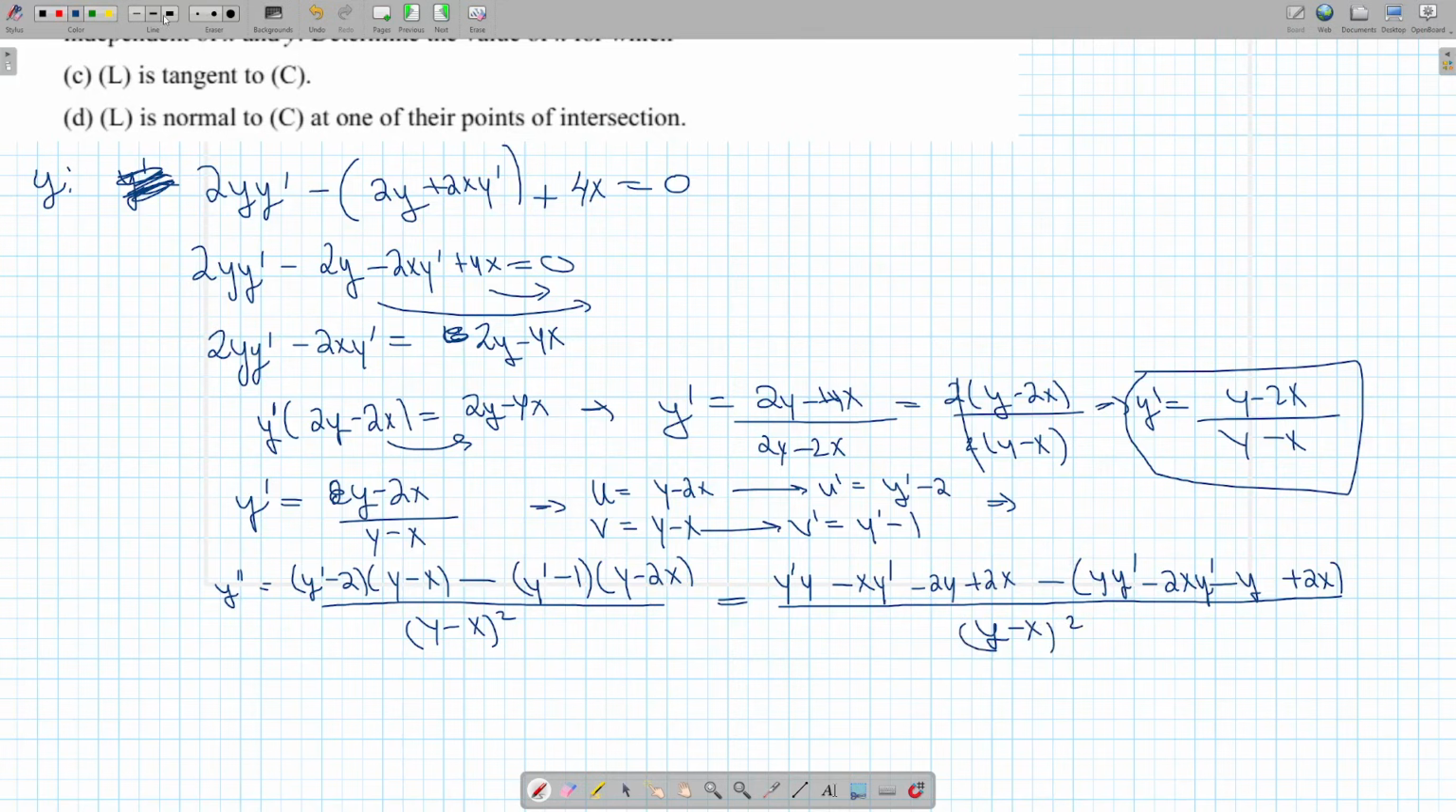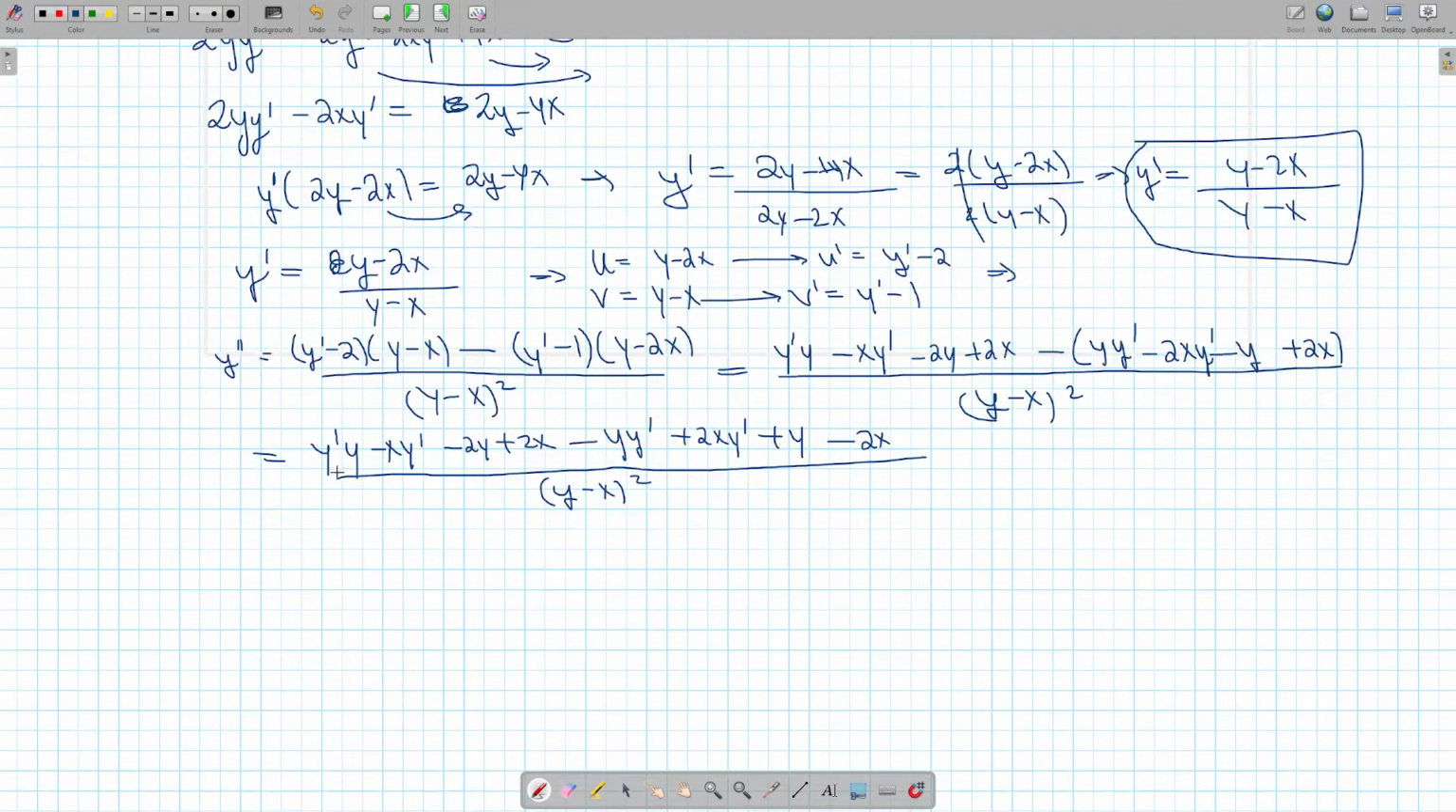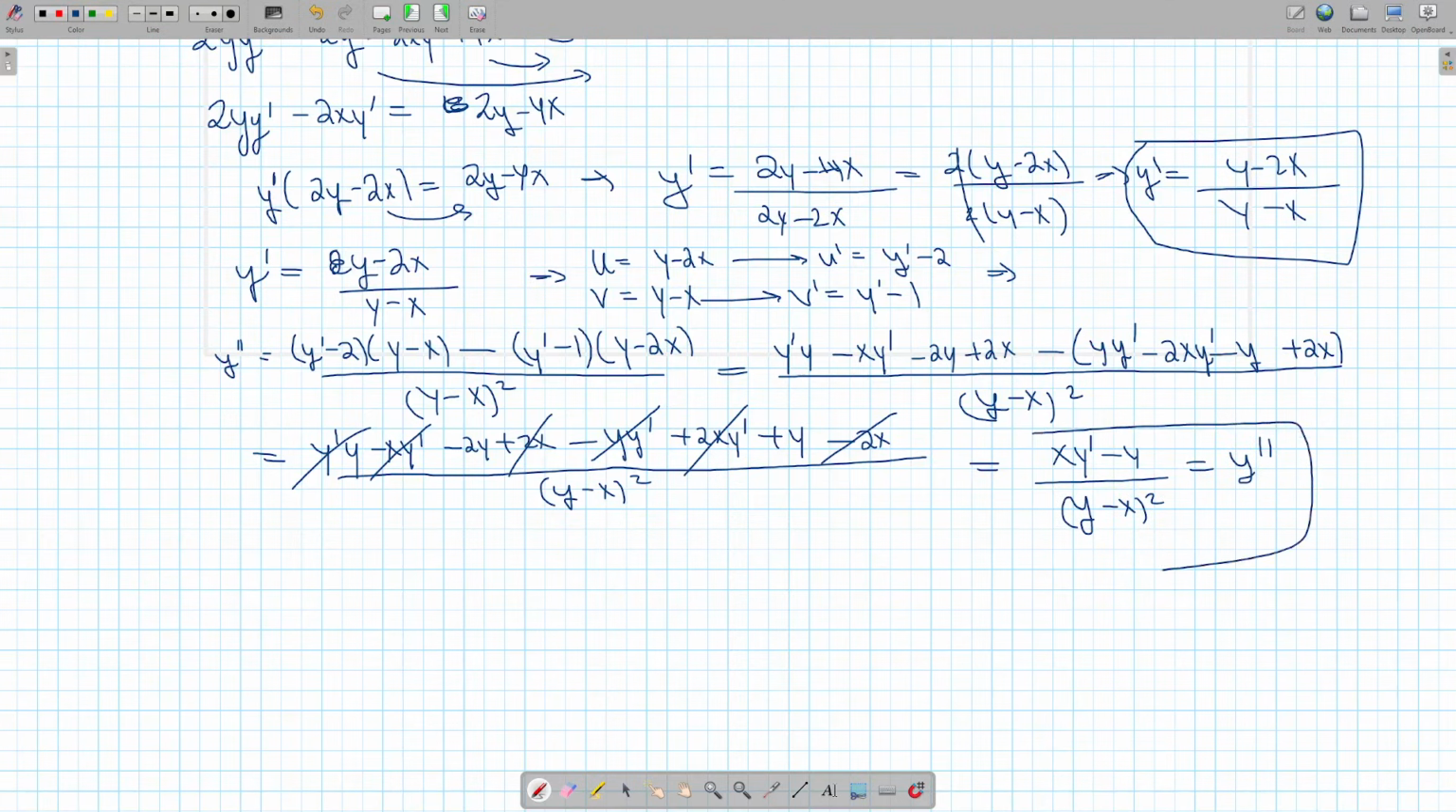Now let's distribute the minus. Let's just rewrite everything, but distribute the minus, all over the original denominator, y minus x squared. Alright, now what can we cancel? Y prime y with y prime y, 2x with 2x, and we can simplify minus xy prime and 2xy prime. It's going to become xy prime. And then minus 2y plus y is minus y, all over y minus x squared. This is what the second derivative, y double prime, is equal to.